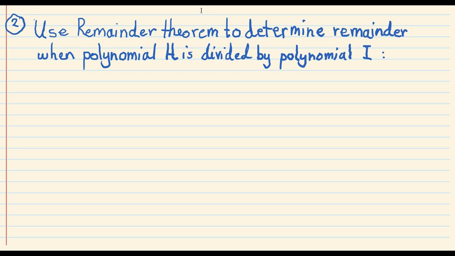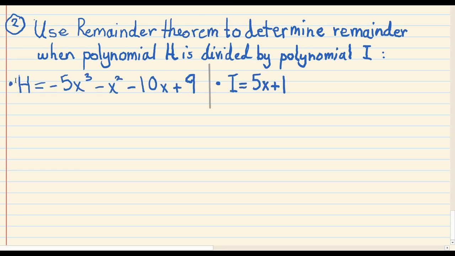Let's look at a second example. The question states: use the remainder theorem to determine the remainder when polynomial h is divided by polynomial i. Polynomials h and i are as follows. Polynomial h is a cubic polynomial similar to the ones we've been looking at so far, and polynomial i is a simple linear polynomial.